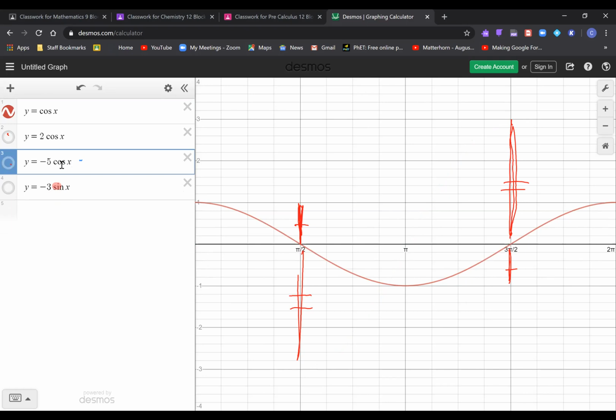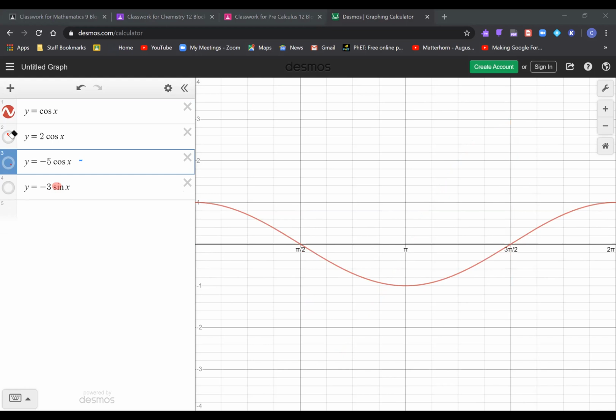Before we show you what these graphs look like, I'd like you to do a little sketch on your own to see what they would look like if we were to draw them. The 2 here in the second equation, 2 cos x, should cause some kind of vertical expansion. But maybe more importantly, what do you think the amplitude of that function would be?